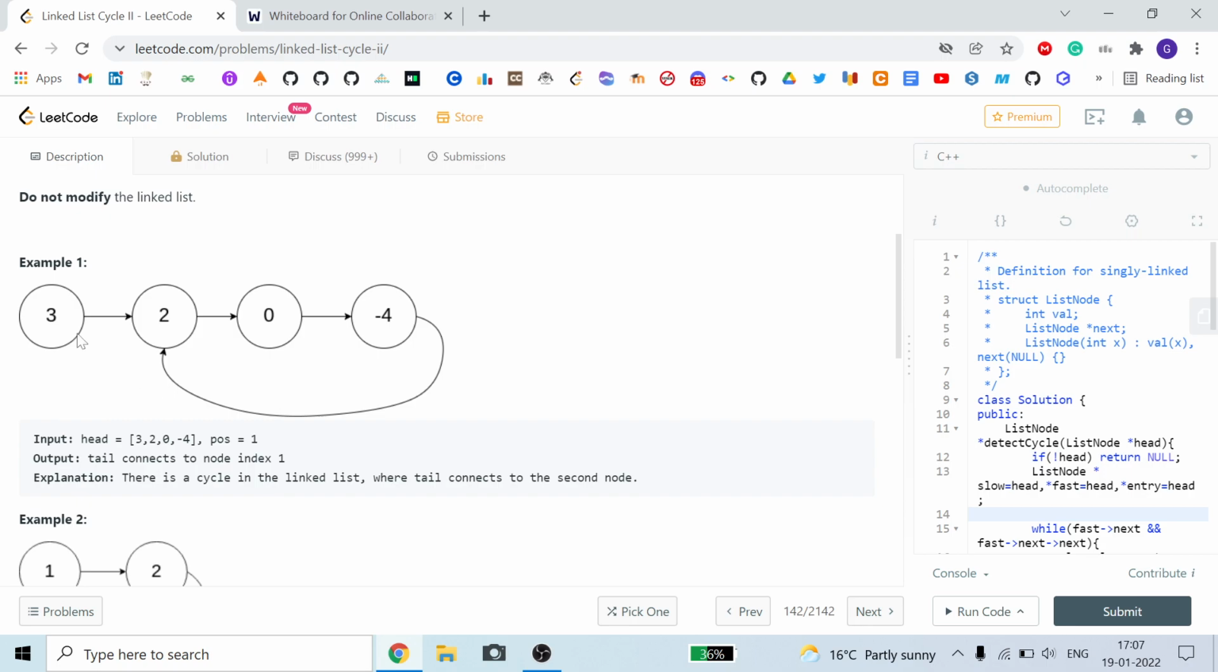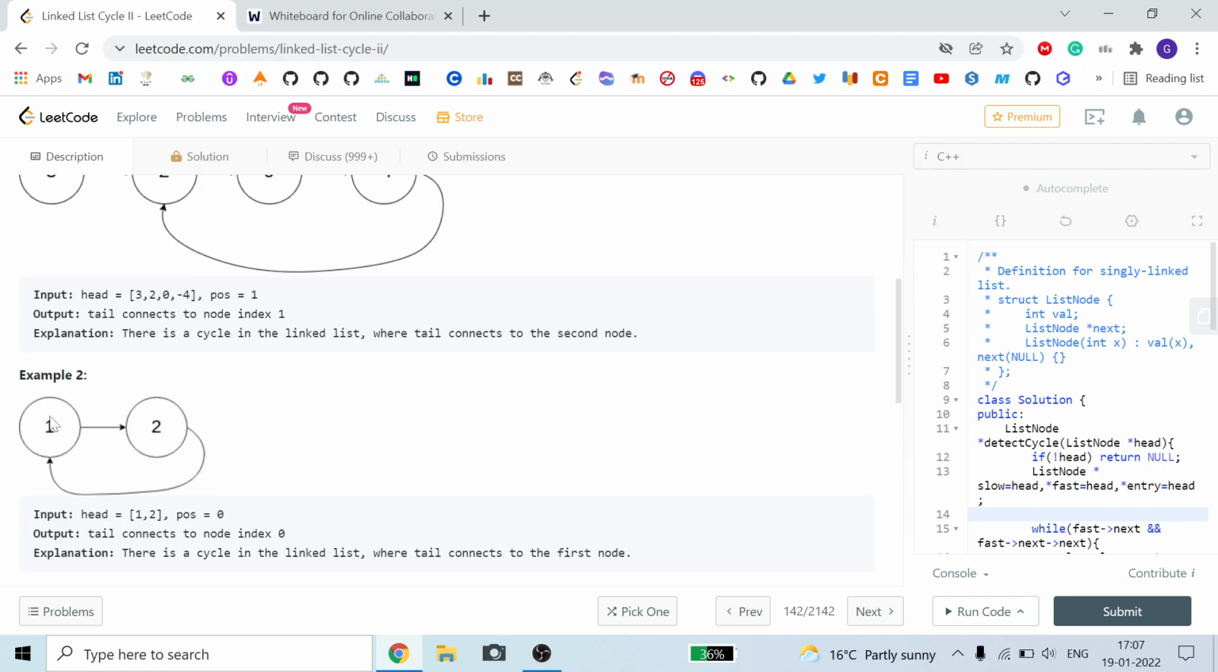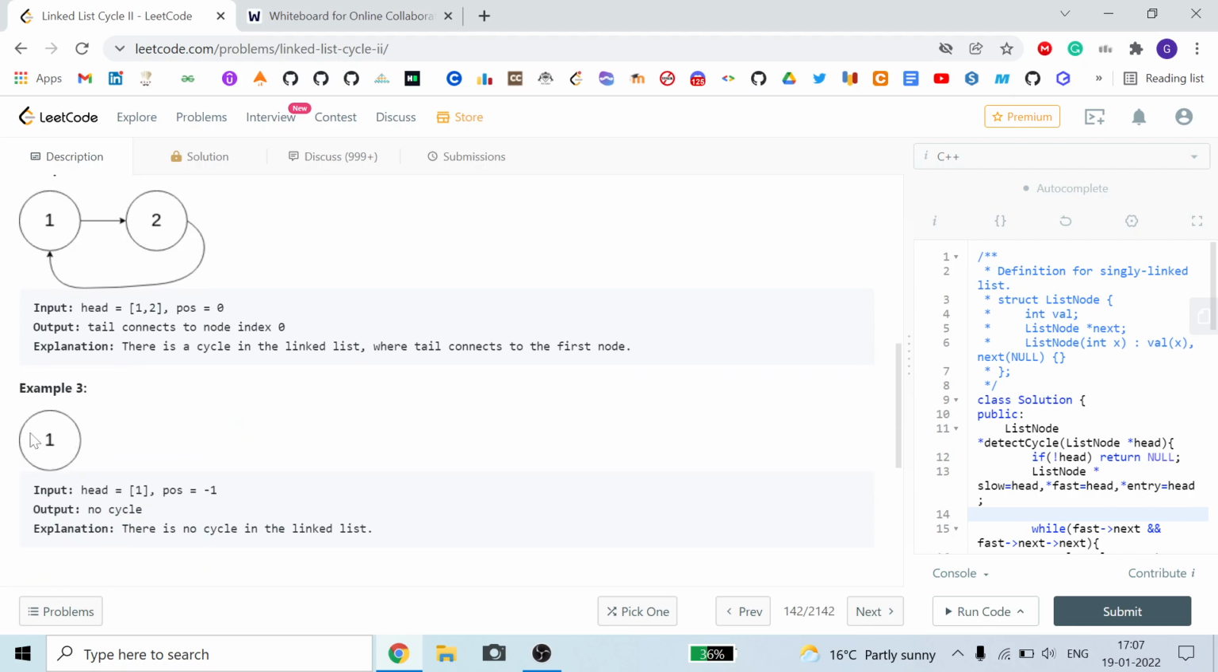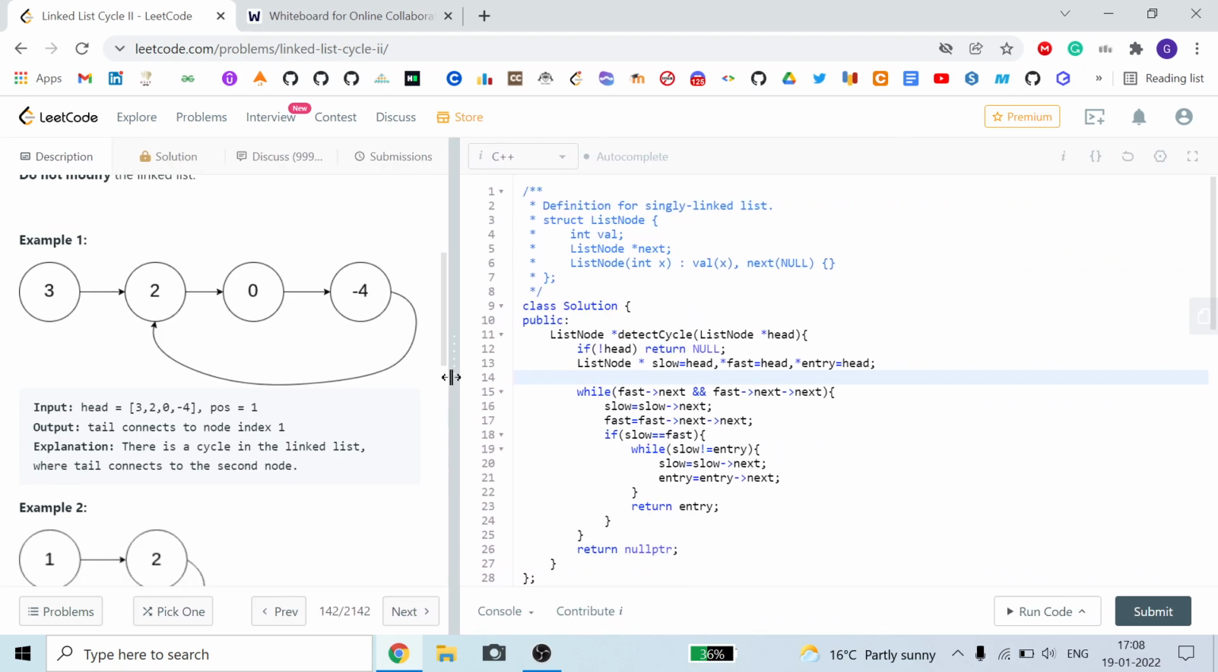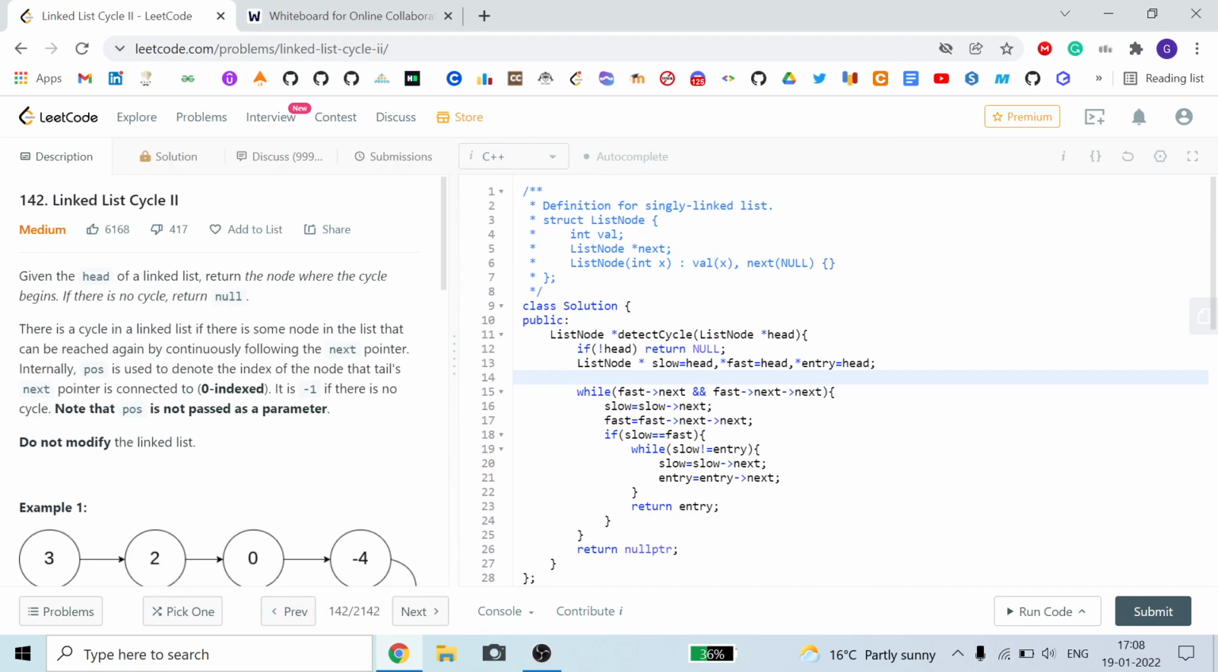Here we are given this linked list, and our cycle starts at 2. You can see 3 to 0 to minus 4, and from minus 4 we come back to 2, so we have to return this node 2. Here we have to return this one node, and here we have to return null because there is no cycle at all. This output is printed automatically by the code, we do not have to do anything. So let's move on to the code.